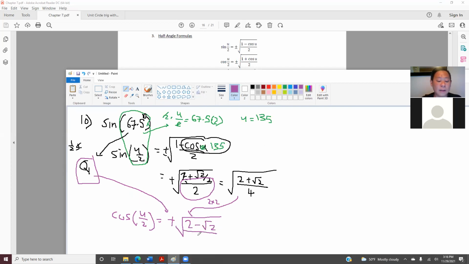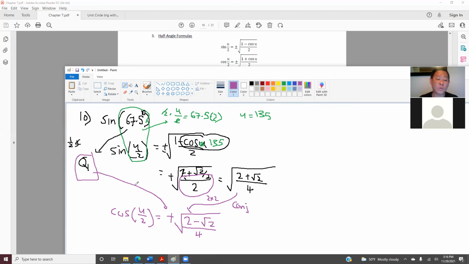So in this case, if you know the sign for the half angle, the cosine of half angle, you perform the conjugate. It becomes minus, and then make sure you know what quadrant it is. Since this is in quadrant 1, it's still going to be positive. So this is how we figure out cosine u over 2.